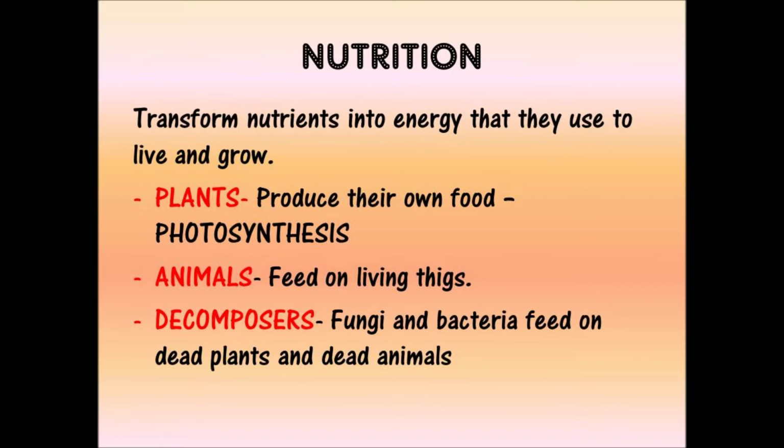Plants are producers. They produce their own food. That process is called photosynthesis. Animals are consumers. They feed on living things. Fungi, bacteria, and protists are decomposers. They feed on dead plants and dead animals.